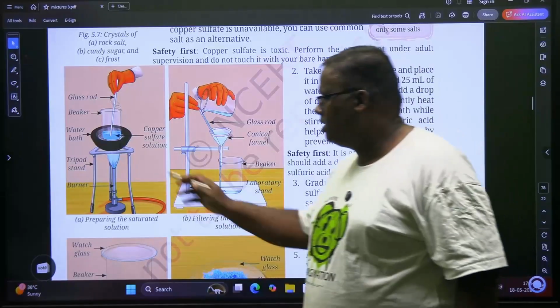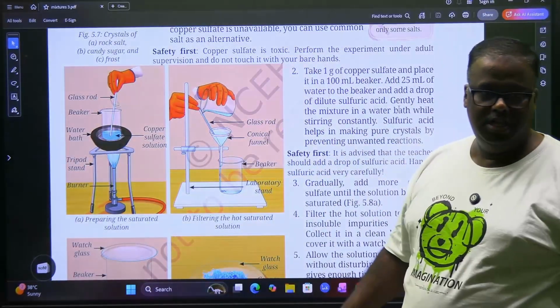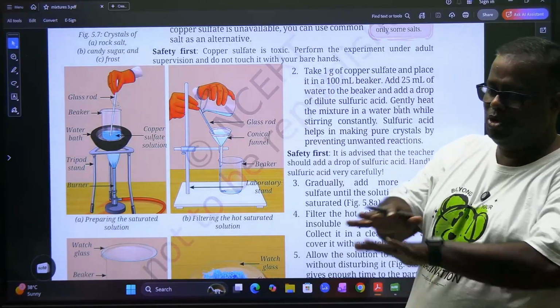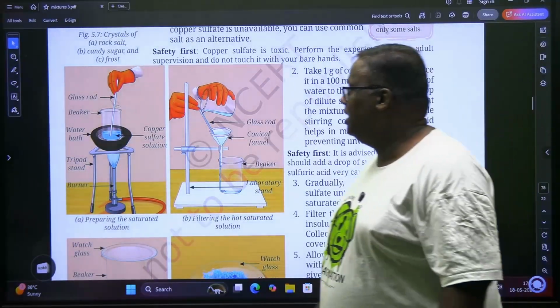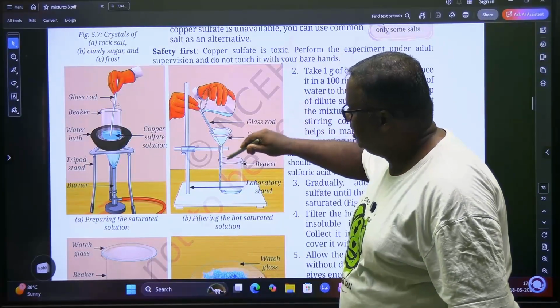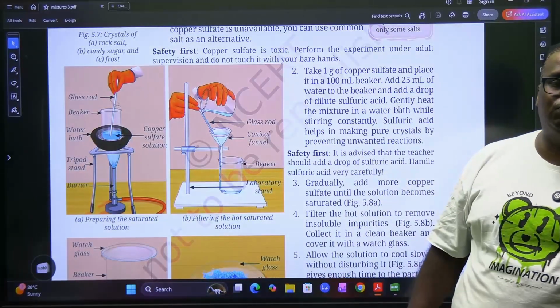And then you'll have a tripod stand, Bunsen burner, and you have a wire gauze also. A wire gauze is typically the one on which you make kebabs and all at home. So this will be more like a mesh of a window. And then you are supposed to empty the content via the filter paper. The filter paper will take away any sort of dust.